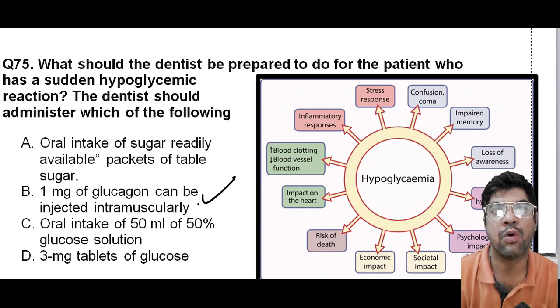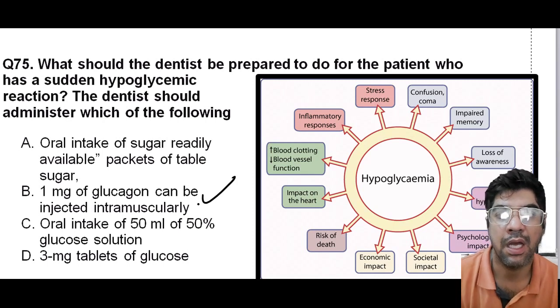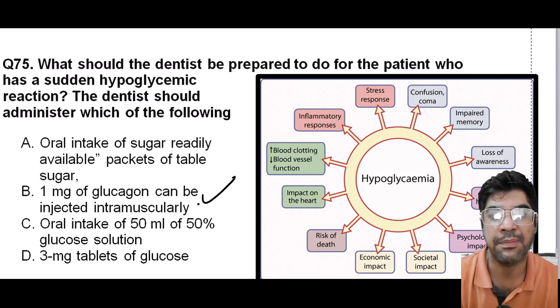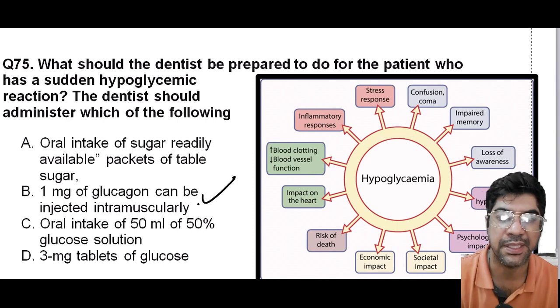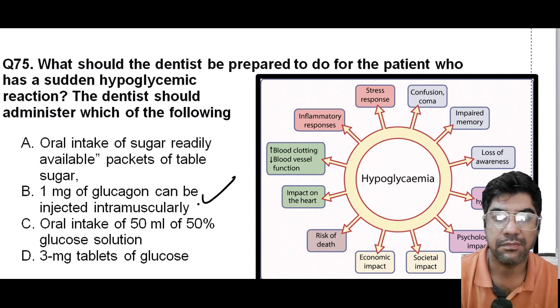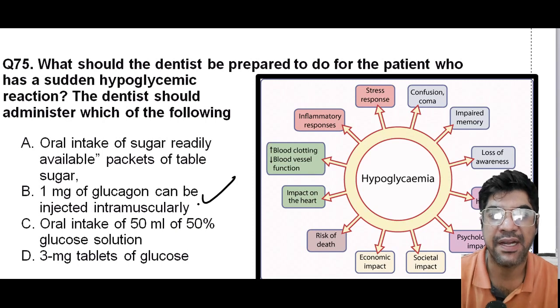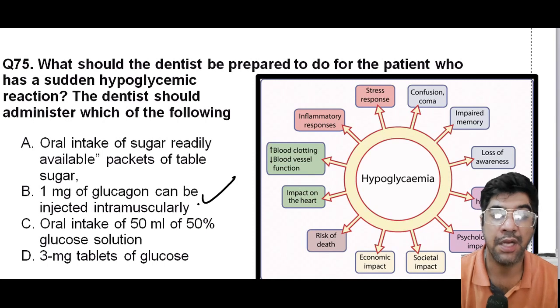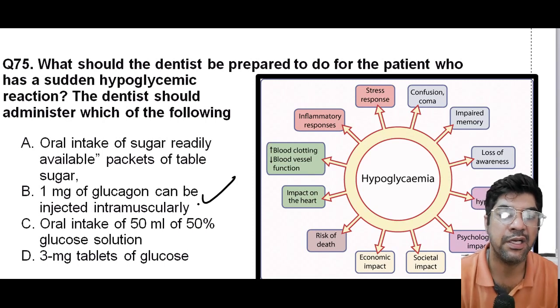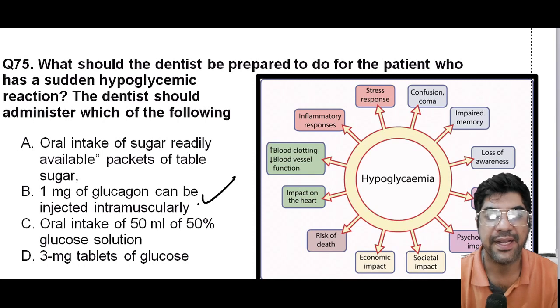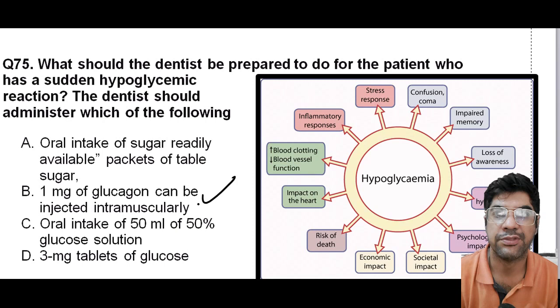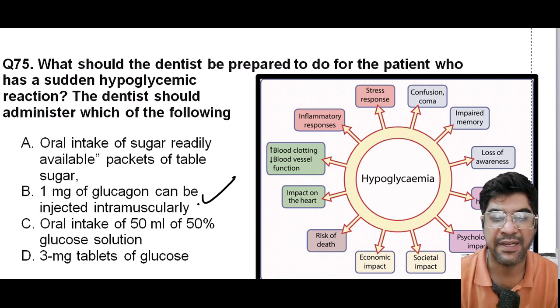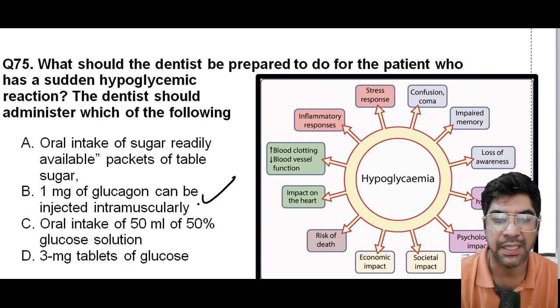So option A, the oral intake of sugar, is a common method to raise the blood sugar level in the conscious patient. It may not be the most effective or rapid approach in a dental office, as the unconscious patient may find it difficult to swallow sugar, whereas 1 milligram of glucagon can be injected intramuscularly. That is a fast-acting and effective method of treating hypoglycemia.